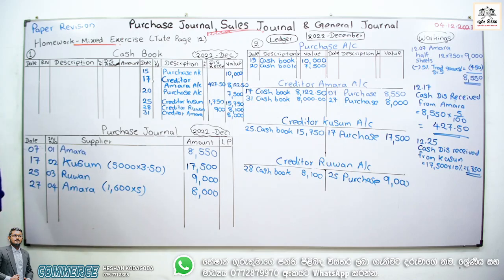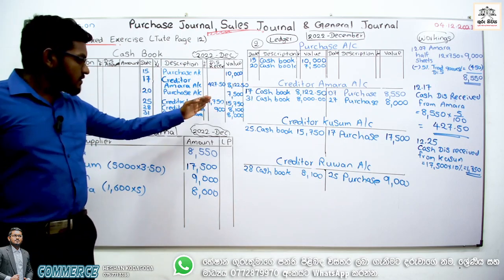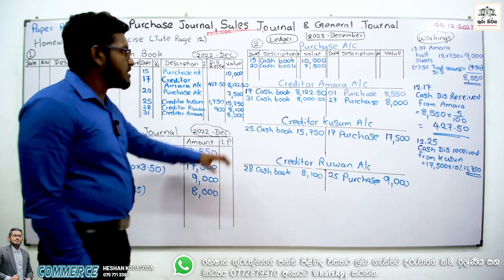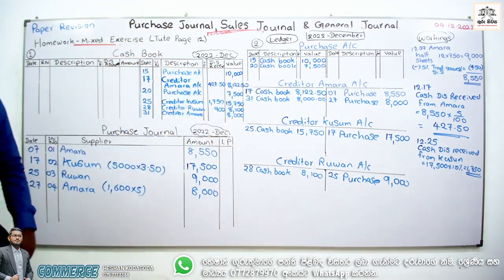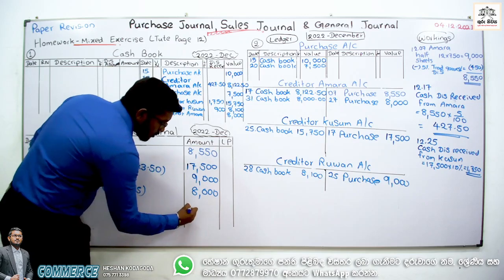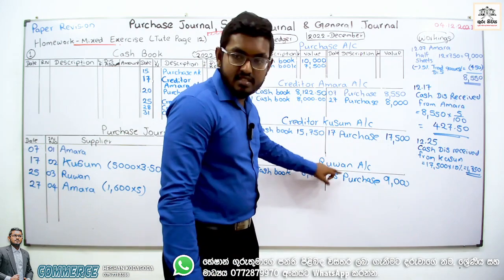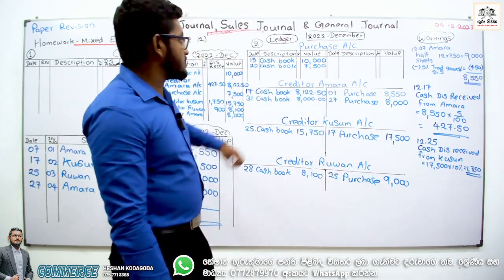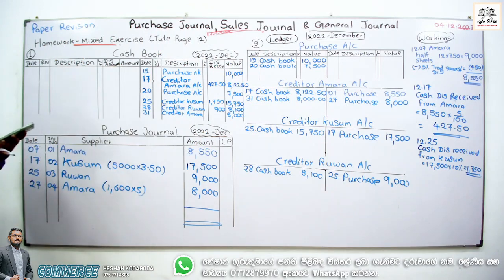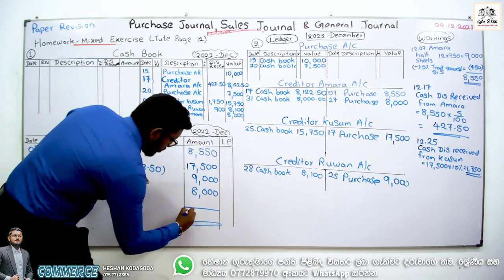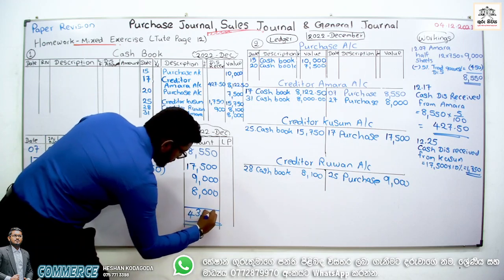Now what we need to do? We need to record the discounts, and we need to get the total of the purchase journal and debit it to the purchase account. First of all, let's take the total of the purchase journal. Can you take the total? These are the total of credit purchases. This is the credit entry. We need to record the debit entry. It's 8,550 plus 17,500 plus 9,000 plus 8,000. I think it's rupees 43,050.